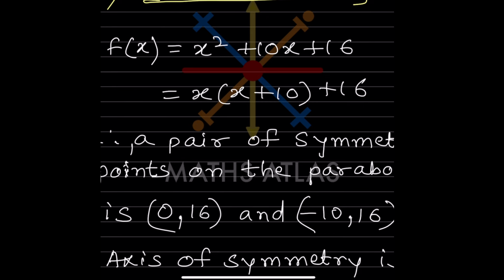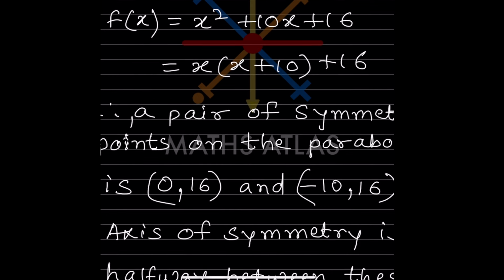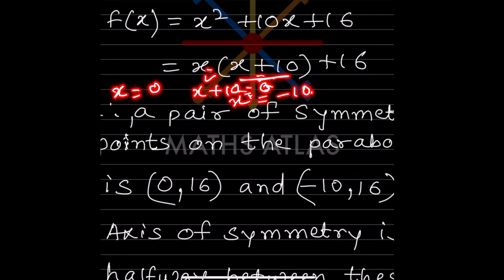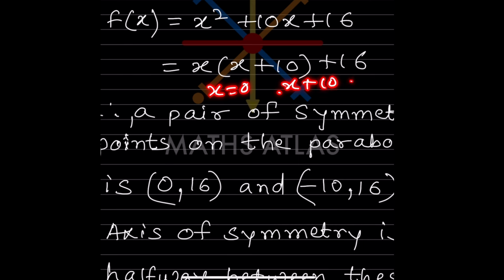So what will be this one? So here we got, see, this is x and this is x plus 10. So x is going to be 0, or x plus 10 is going to be 0. So x plus 10 is equal to 0 means x is equal to minus 10. Hope you got this. So x is 0 or x is minus 10. So these are the x values.